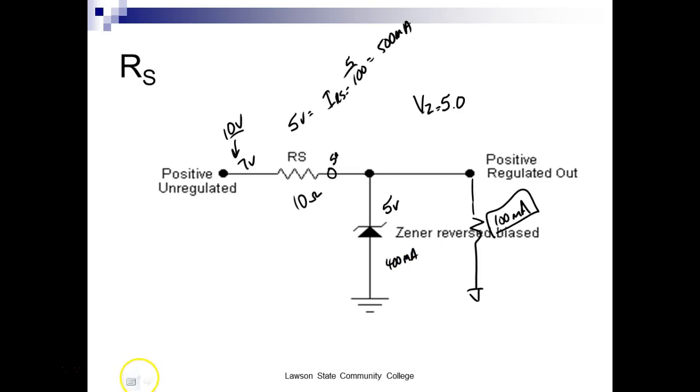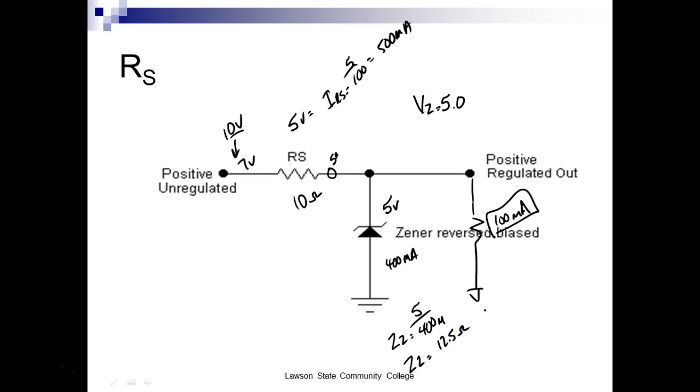Okay. So let's say my input, it's unregulated. Let's say it drops down to 7 volts. So I could calculate my Zener resistance at that point. RZ is equal to V over I. So it's going to be V divided by 400 milliamps. So what would my Zener resistance be?